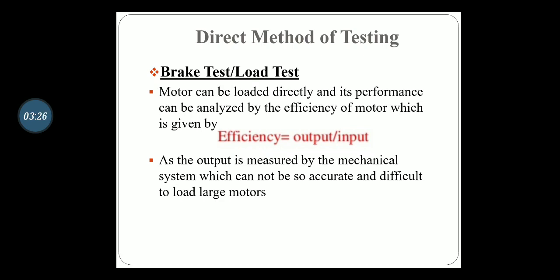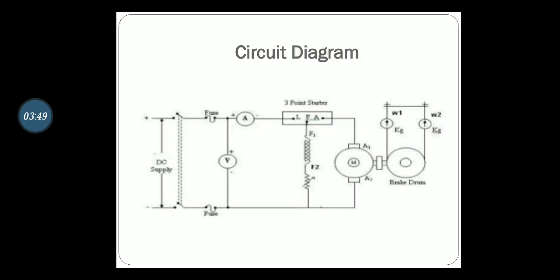The disadvantage of the brake test is that accuracy in determining the mechanical power output of the motor is limited, and it is difficult to provide full load for a large capacity motor. These two are the disadvantages of the direct method of testing. Now let me discuss how the test can be carried out. So this is the circuit diagram of brake test or load test on DC motor.